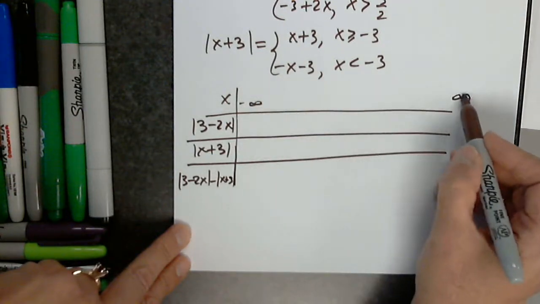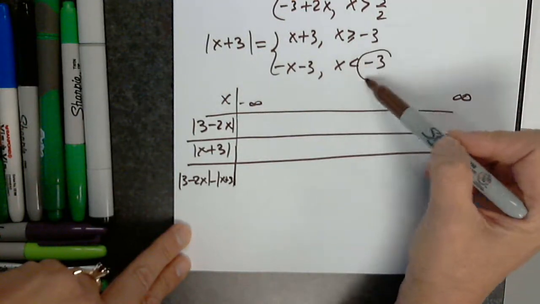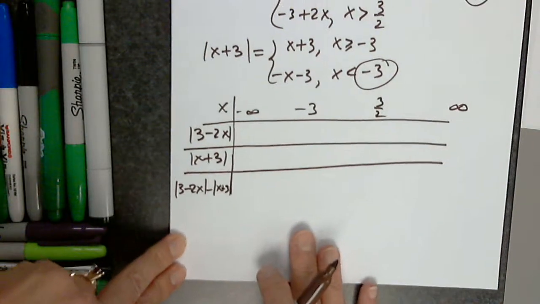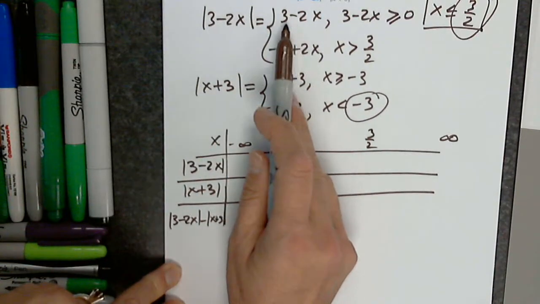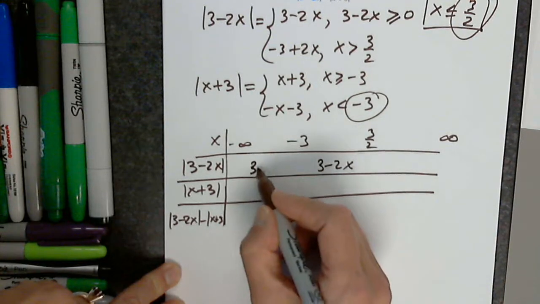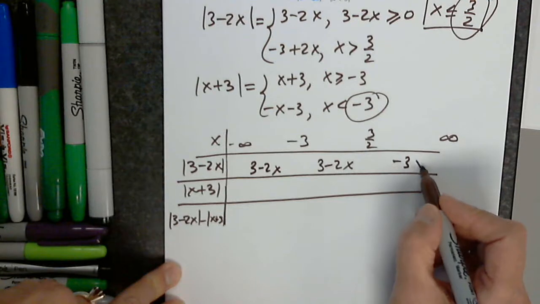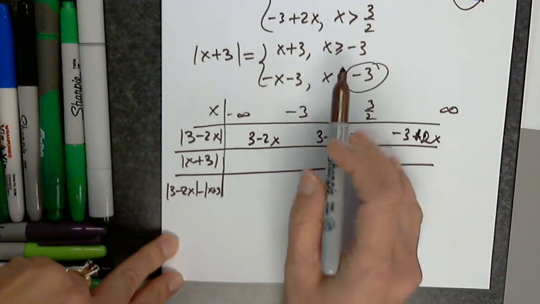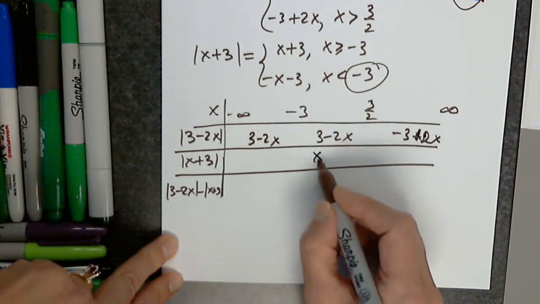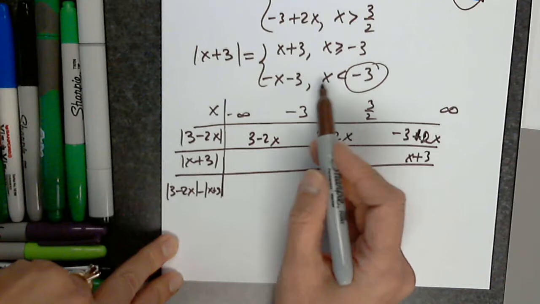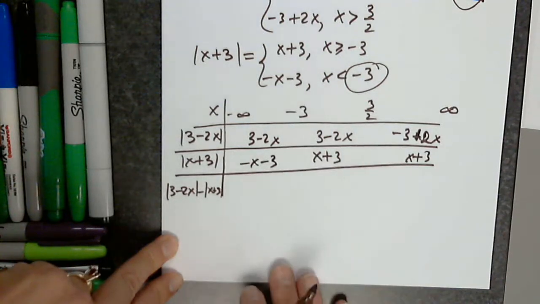So negative infinity to infinity, of course I need only these two numbers, nothing else. So I need negative 3 and 3/2. And I read, this can be replaced by 3 minus 2x to the left of 3/2, 3 minus 2x, or negative 3 plus 2x. And to the right-hand side of negative 3 is x plus 3. And to the left-hand side of negative 3 is negative x minus 3.